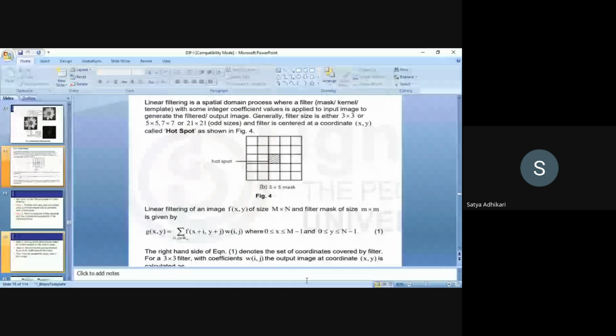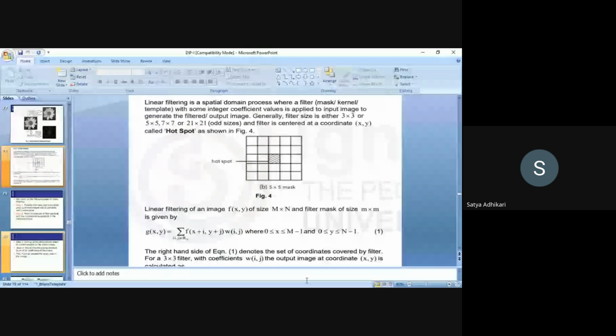A filter is centered at a coordinate x y called the hotspot. You see, there is a mask of 5 cross 5. That means this mask contains 5 into 5, 25 individual pixels of an image. The center pixel is known as the hotspot. That means we are going to change the gray level value of that particular pixel, the pixel which is in the hotspot, in the center.